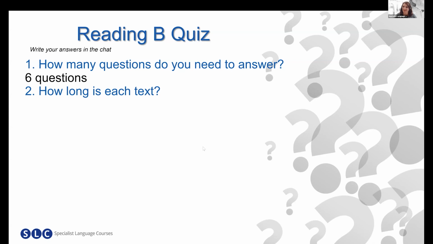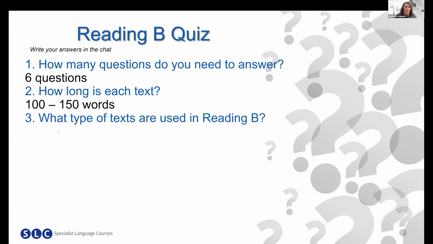Okay, great. We've got a couple of answers in here. Good, you're all in the right area. Each text is between 100 and 150 words. This is what is meant when we're told that it is a short text. So between 100 and 150 words.